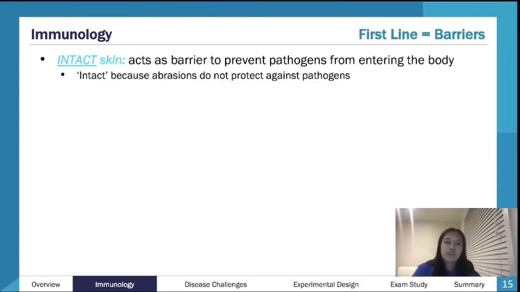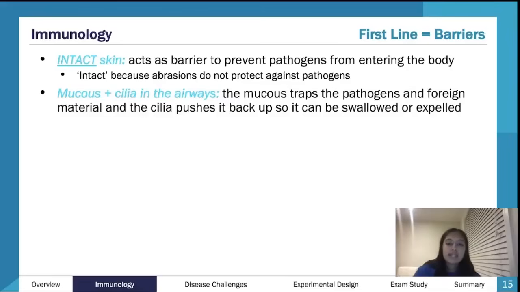Okay, in terms of the first line of defense, this is preventing pathogens from entering the individual. A big one is intact skin. You can see it's underlined, intact. If you just say skin, you will not get the mark because the skin could be open or damaged. Intact skin has to be closed. So that's obviously a pretty clear physical barrier. When it's open, skin is sort of useless if there's a big gaping hole in it, because then the bacteria can just jump right in.